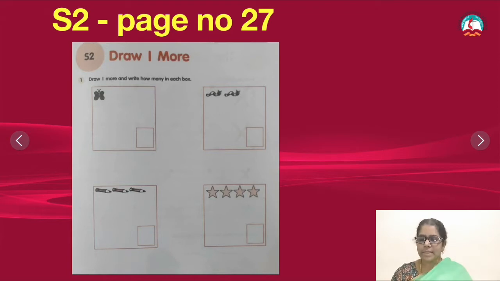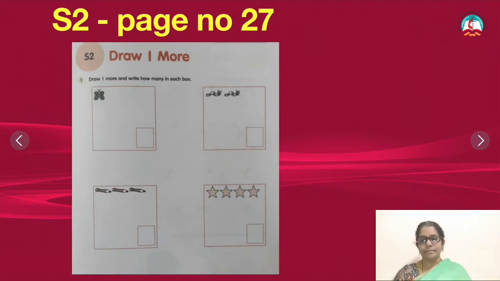Now, can you see the pictures of butterfly, snake, pencil and stars? We are going to draw one more picture inside the box and then we are going to add it and write the number in the small box. Okay? Now we are going to start, children. Listen carefully and you should do it along with Miss.